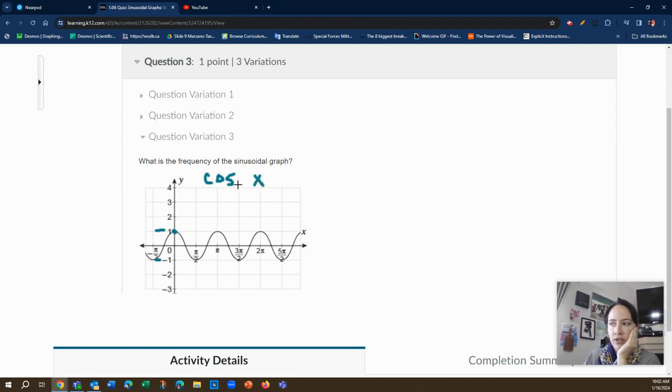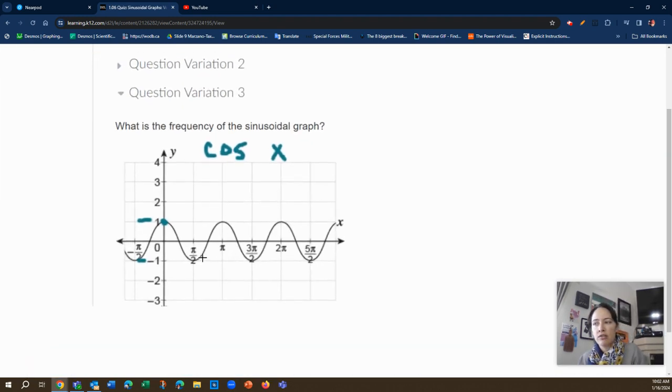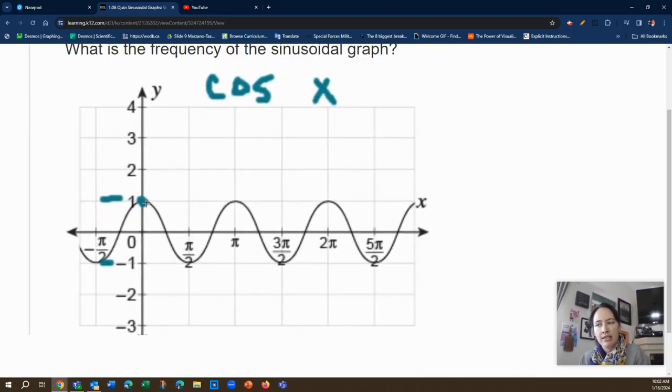Well, I don't need to actually find B. I don't need to know the equation. I'm going to use the graph. So in order to use the graph, I just need to complete one cycle. Here we go.